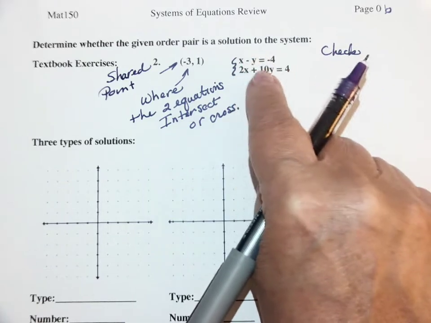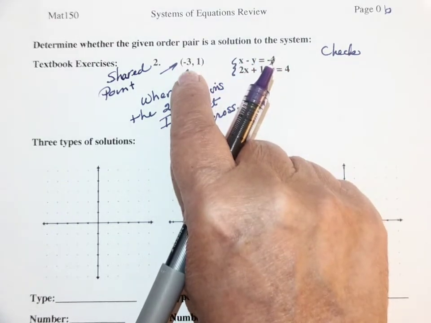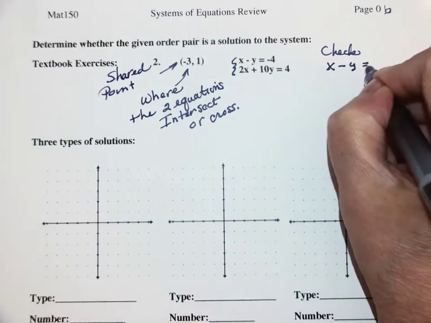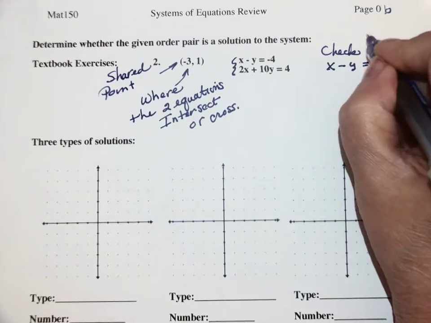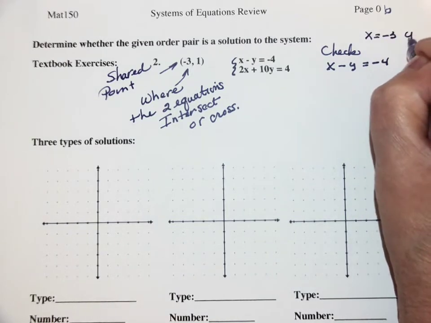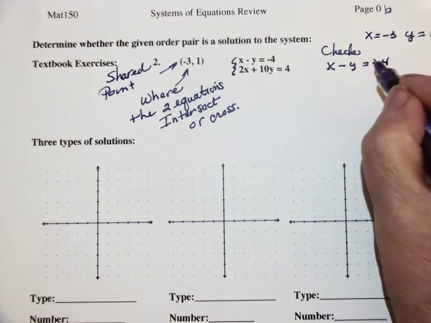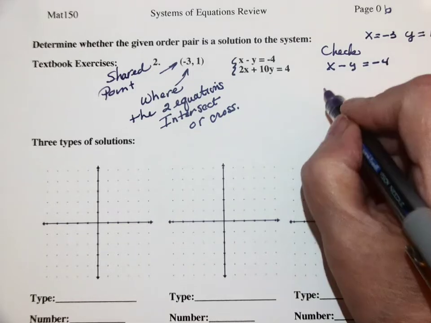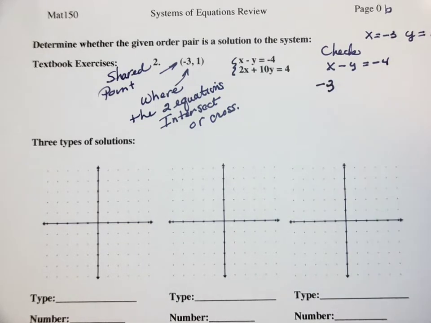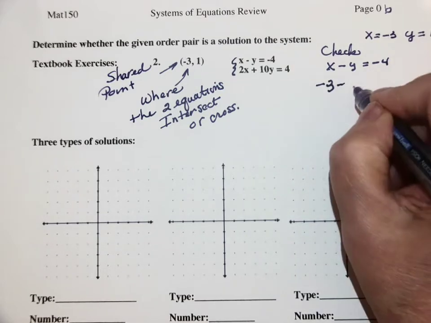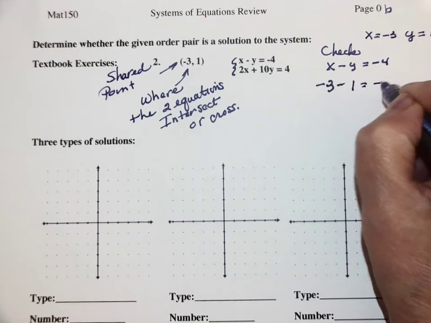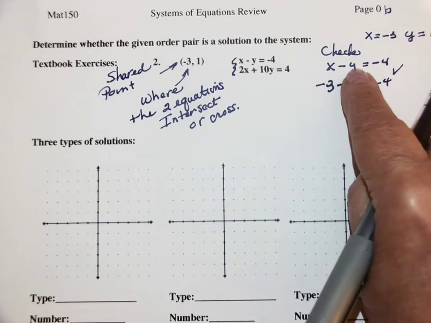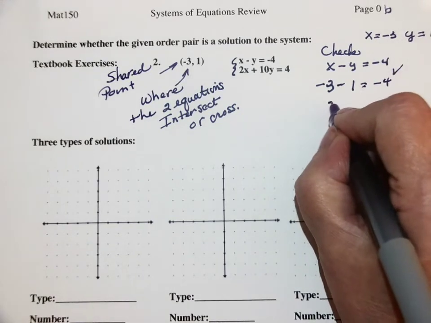So do these two equations go through that point? That's what the idea is. So if that's true, then x minus y has to be -4, where x equals -3 and y equals 1. Well, if x is -3, it says -3 minus y is 1. Well, -3 minus 1 is -4, and it checks. So this coordinate point is on that line. Question is that it is also on the other line.